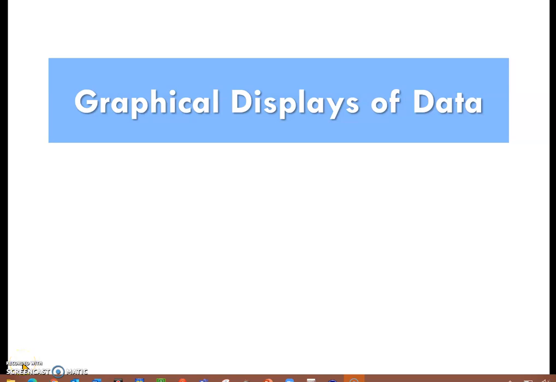This is the first topic in Unit 6, and Unit 6 is our final unit of Algebra 1, and it is the unit on data. So what we're going to be looking at today are different ways to display data, and because it's math, we're going to be looking at different types of graphs. So graphical displays of data. So this is a PowerPoint because of the graphs.